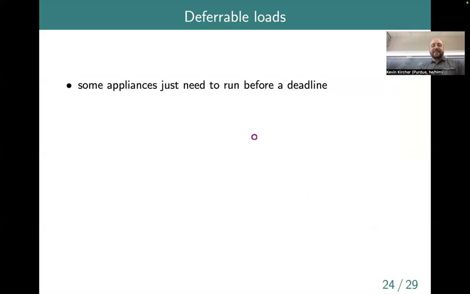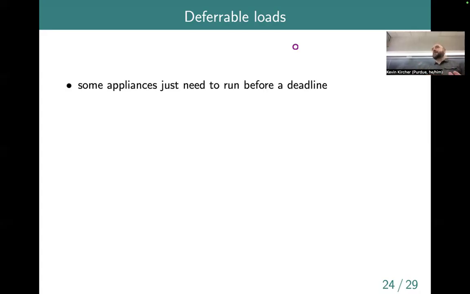Right. Okay, so something that's not really a storage-like load, something that I don't think could be put, at least not as easily, into the battery framework that we talked about, would be what are called deferrable loads. You can think of some appliances that just need to run before a deadline. A classic example of that would be a dishwasher.